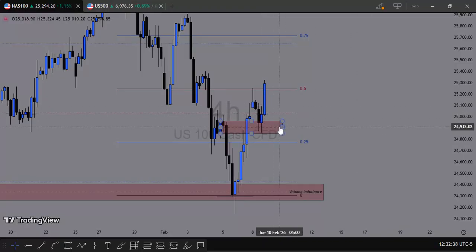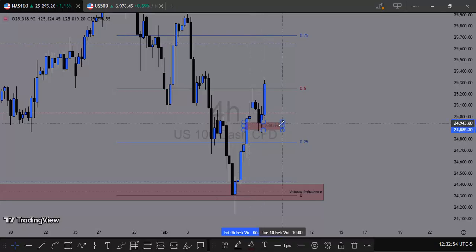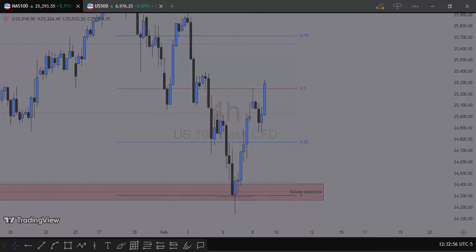Okay, so we have that. We do also have this fair value gap nested right here. You can see, let me just highlight it. We have so many. Look at how we are respecting the premium high of that fair value gap. So these are all signs of confluences of bullish price action.